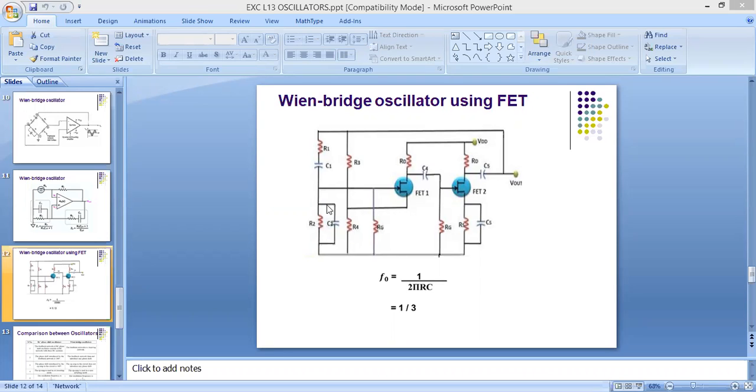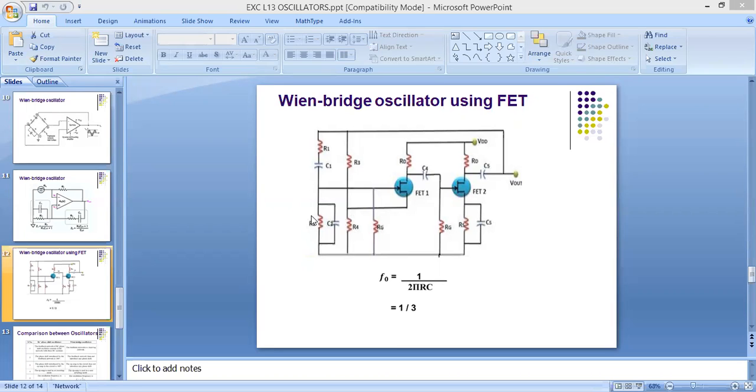use a lead and lag network. Lead and lag means what? We are using a network where the output increases with respect to frequency and the output decreases with respect to frequency, because we are using first a resistor then a capacitor, so that will work as a lag network. And here we are using first a capacitor and then a resistor, so we are using a lead network also. So we can say this oscillator is called a Wien bridge oscillator.